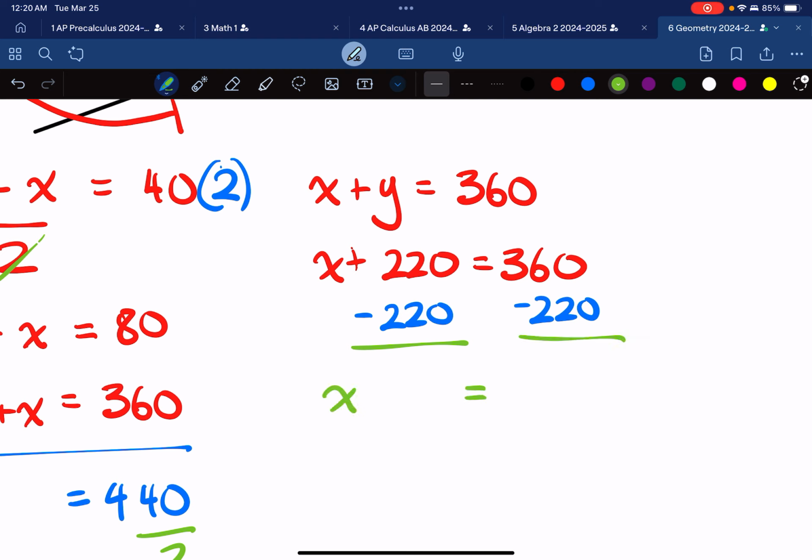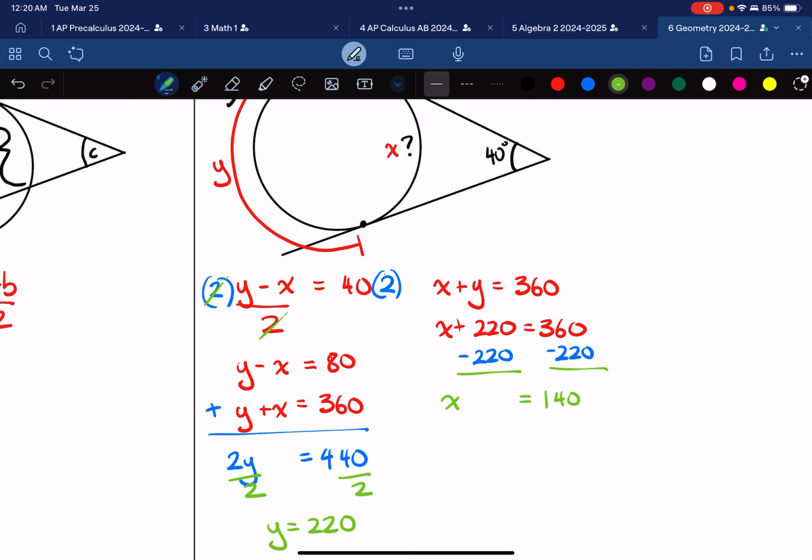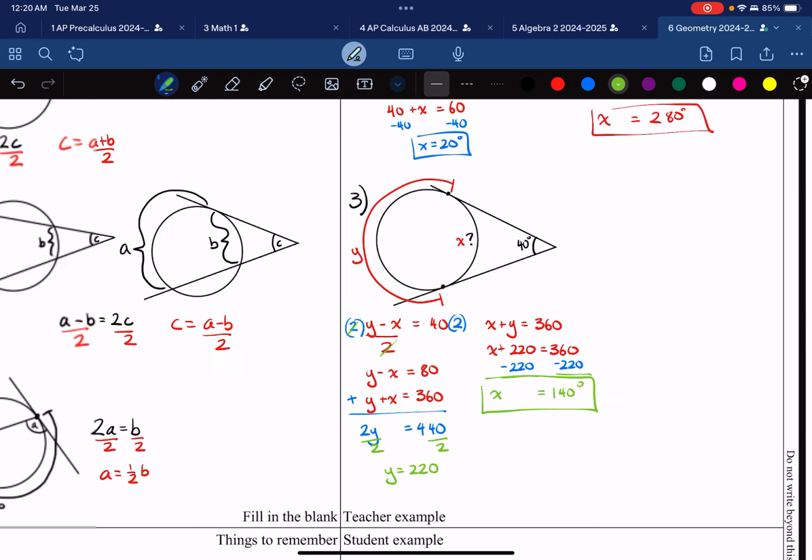X is going to be equal to 140, and you can just do a sanity check, right? 140, 220, those do add up to 360. Therefore, we have our answer for x. X is 140 degrees, technically, right there, and we have our answer.